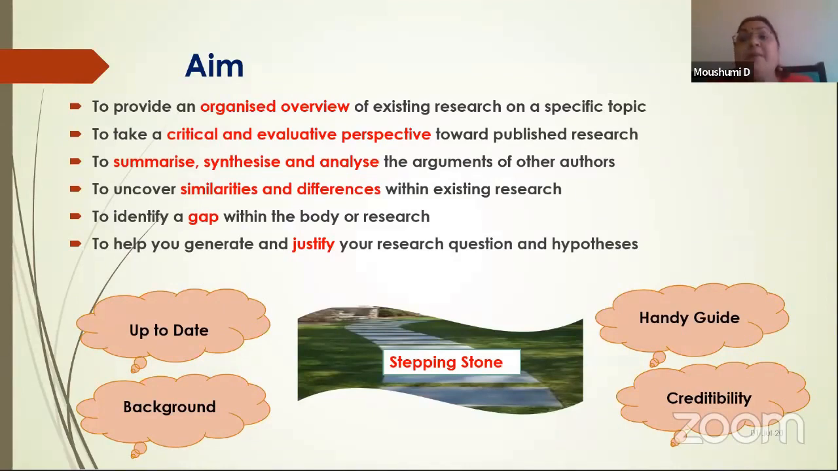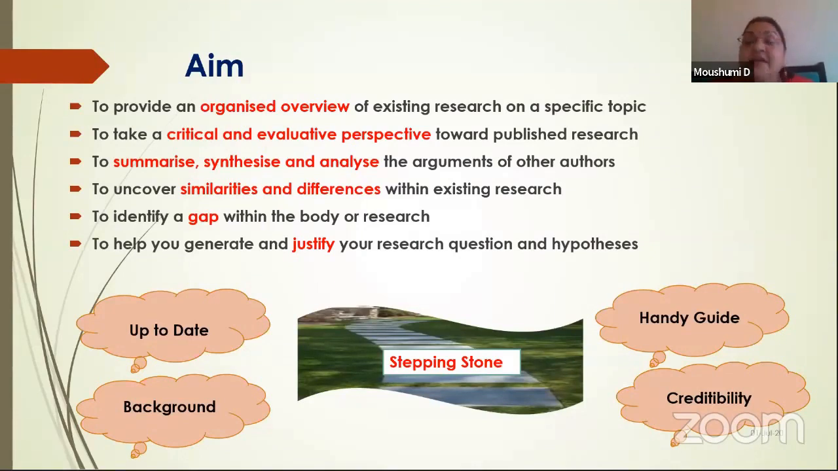Otherwise, all of us will be lost among all the sources. So literature review tells us how to do it in an organized manner. It helps us to critically evaluate the published research which we have. It helps us, as I said in my previous slide, summarize, synthesize, and analyze the arguments of other authors. It is not always that you will be thinking along the same line as the other authors. You can have differences of opinion also. So similarities and differences together make a literature review.